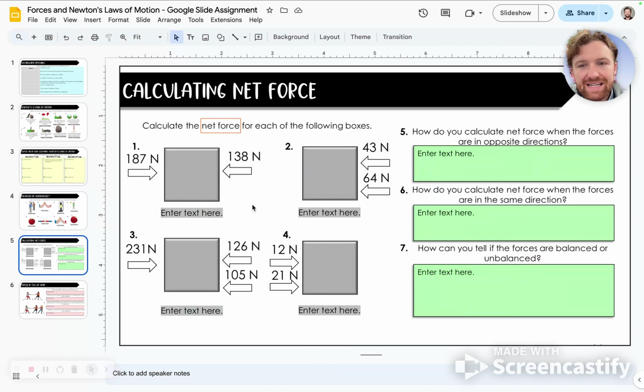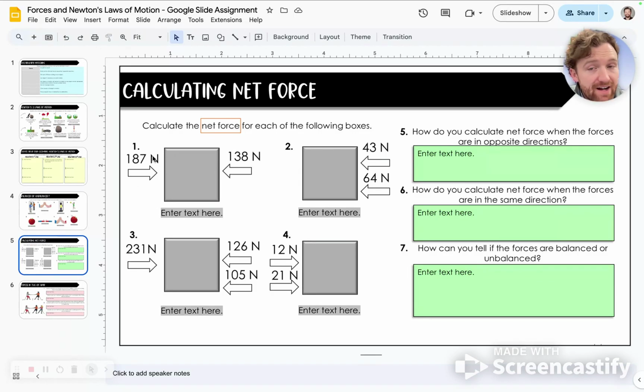This one, you're calculating the net force of the boxes. So number 1, you have 187 newtons going to the right, 138 newtons going to the left. So figure out which way you have more force. We have more force pushing to the right.